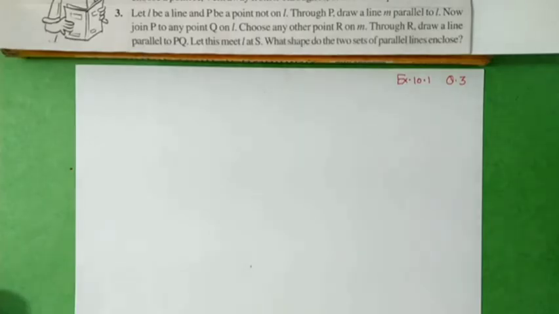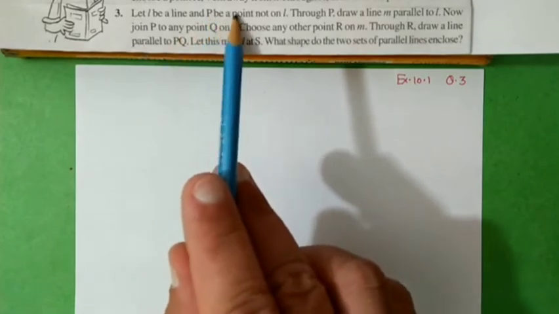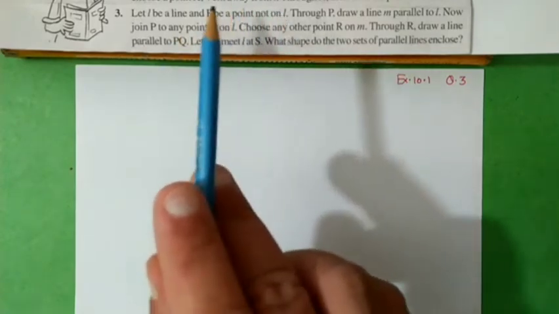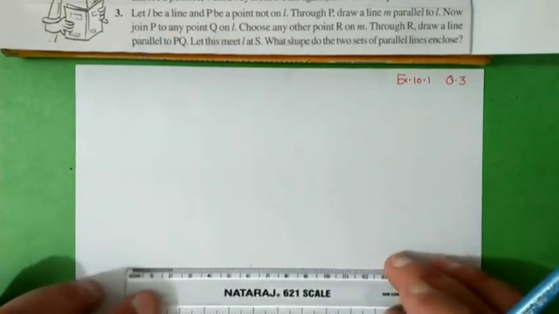Now question number 3. Let L be a line and P be a point not on L. P be the point not on L. So here we have to draw a line L with the help of a ruler.